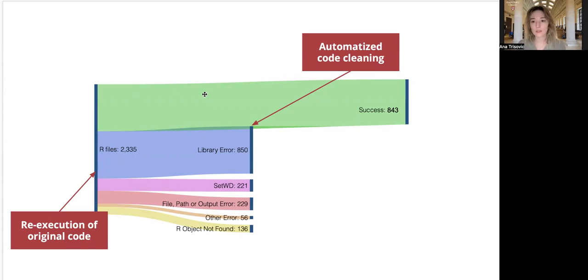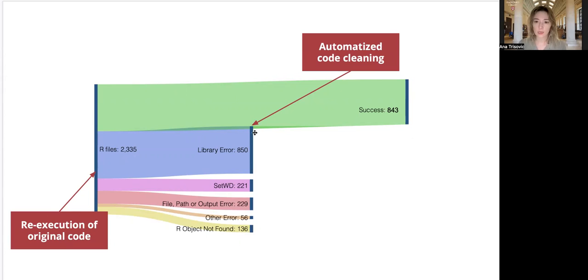And then out of these, only 843 were successfully re-executed without an error. But for many of the others, we see library errors, working directory errors, file path, input and output errors, and also missing objects.